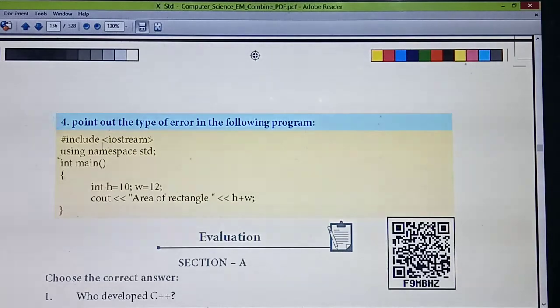Likewise, here also the next program. Here header file is there. Using namespace std, that is correct. Main function is correct. So listen. int height equal to 10, w equal to 12. So in between, whether comma or semicolon is there here? Semicolon. But which should be there here? Between two variables, comma, but they have mentioned semicolon between the two variables, and only comma is allowed. That's the error here.